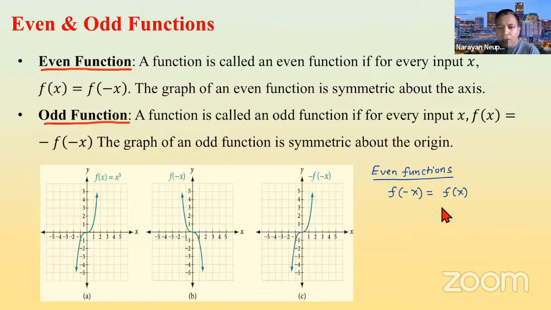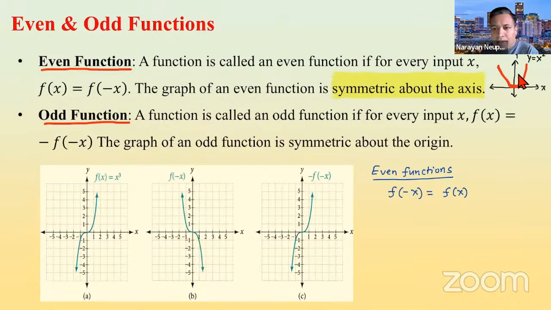And mostly the even functions are symmetrical about the axis. Meaning of that is, let me quickly show you a small diagram there. If I want to draw the graph of an even function, say for example, there is a function whose graph is like this. This is the graph of the function y equal to x squared.